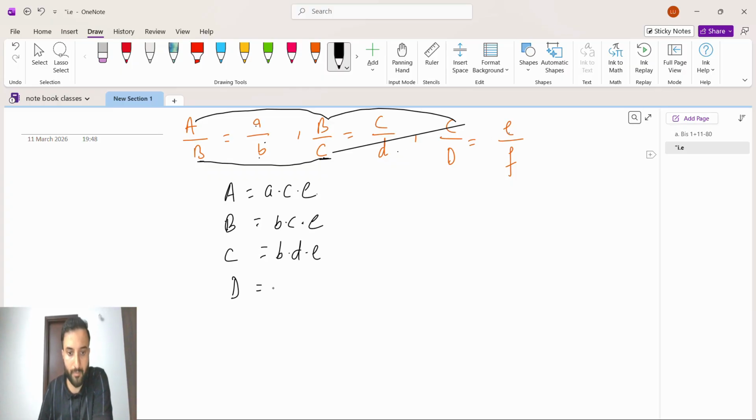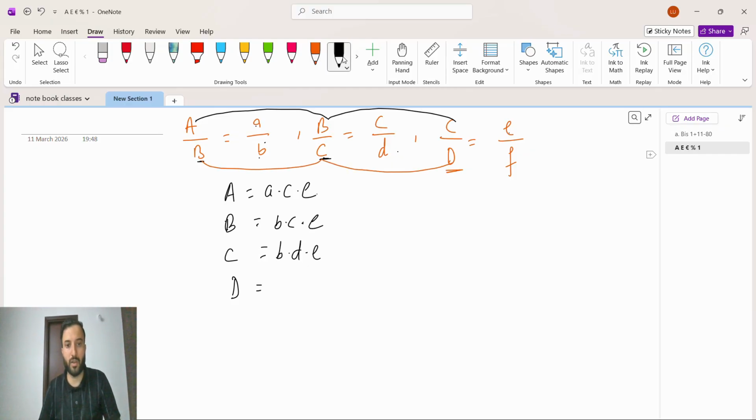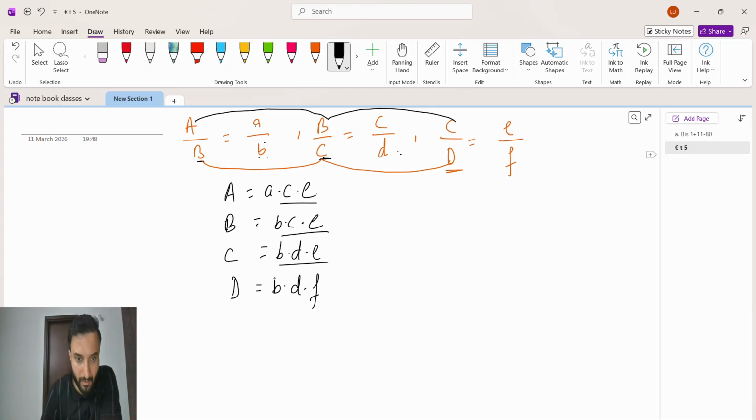Now we have to write for D. Now we will see where D is. D is in the denominator here. So we will come from B to C, C to D. That's it. So it is B into D into F. Now see what is common. A, we don't have. C, no. E. This is the answer. A is ACE. B is BCE. C is BDE. D is BDF. Correct answer, guys. Correct answer.